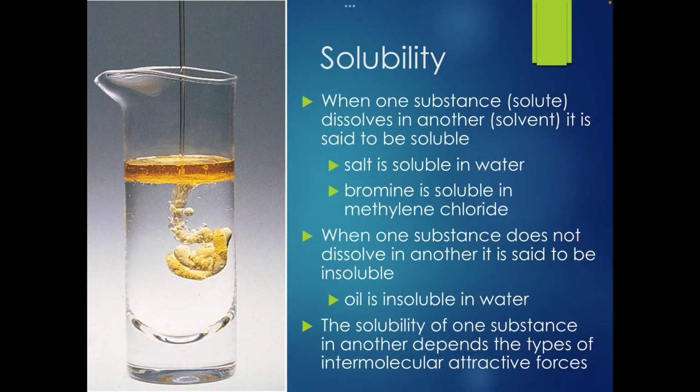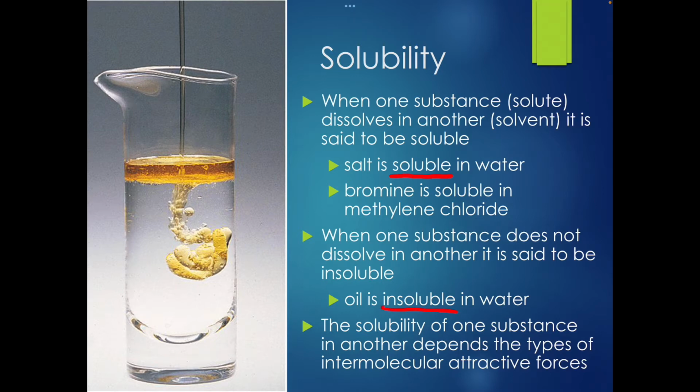So the way that we describe how much can be dissolved is called solubility. Okay, and we'll get to apply some numbers to that in a little bit. But just talking in general terms, if something dissolves in something else, like how salt dissolves in water, we say that is soluble. So salt is soluble in water because it dissolves. Or like bromine is soluble in methylene chloride because it dissolves. Sugar is soluble in water because it dissolves. Right? If something doesn't dissolve, then it is called insoluble.